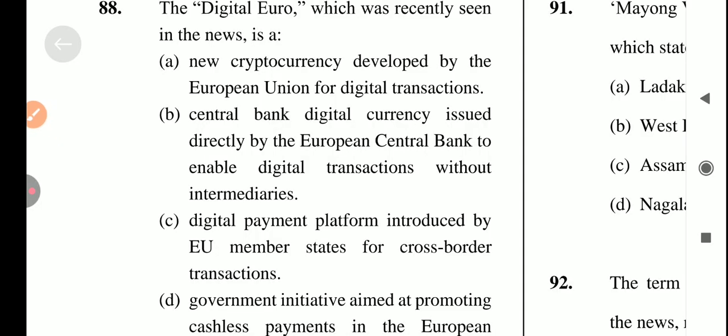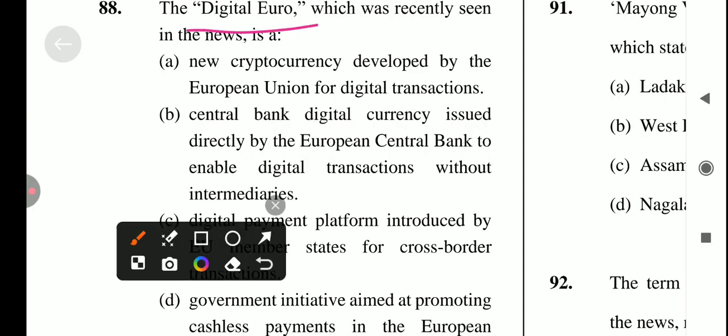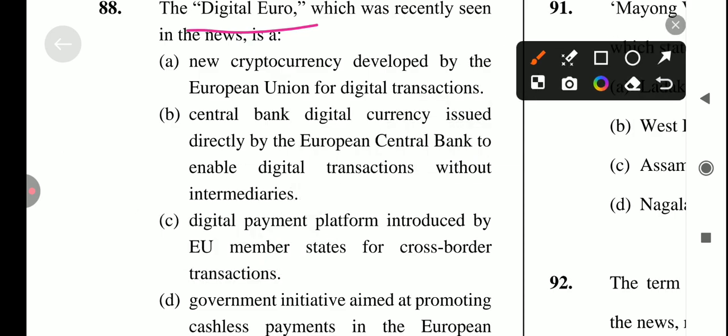Let's come to the next question, which is the digital euro, which was recently seen in news. Digital euro क्या है? So first statement is new cryptocurrency developed by the European Union for digital transaction. Is it true? No, it's not a correct statement. Next is central bank digital currency issued directly by the European Central Bank to enable digital transaction without intermediaries. Yes, it's a correct statement. So the answer for this question is option number B.